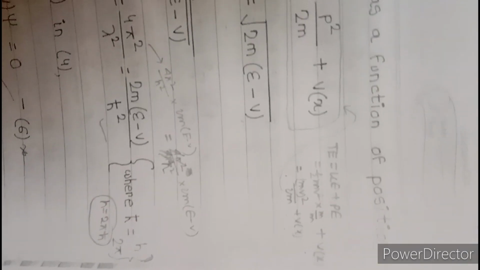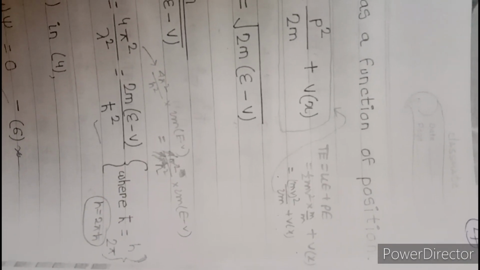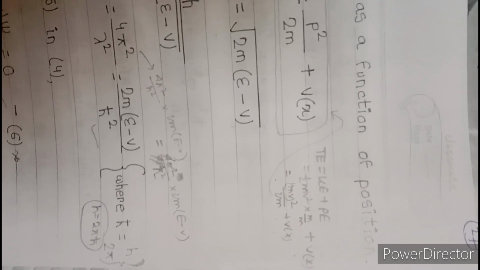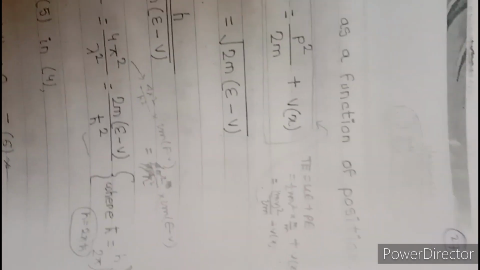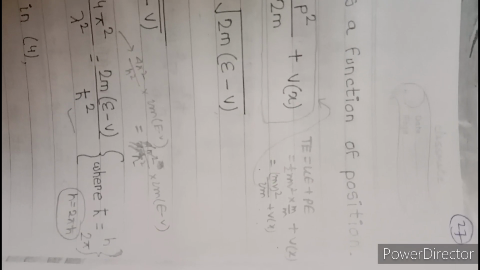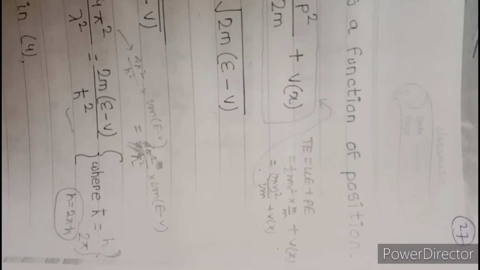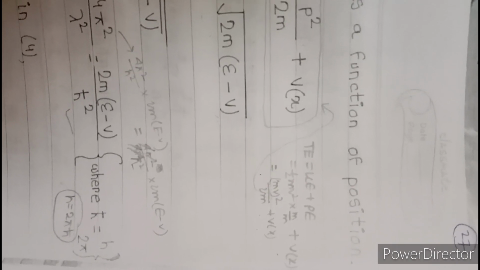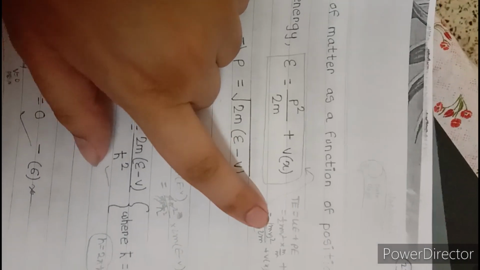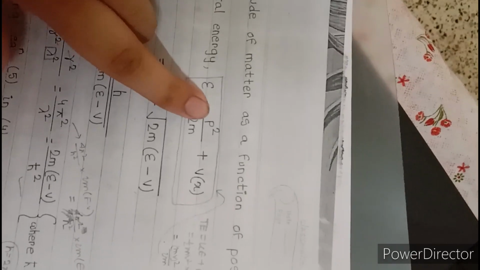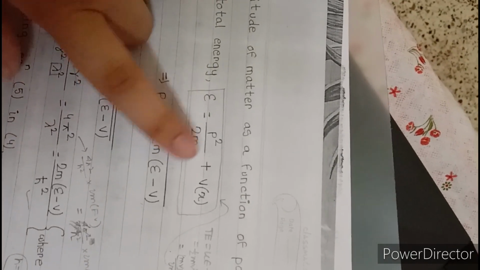Then we have to calculate the total energy. Total energy is equal to kinetic energy plus potential energy. Kinetic energy is equal to ½mv², and we multiply m in both the numerator and the denominator, and potential energy is equal to V(x), and we will get mv equal to momentum, that is p. So we will get energy is equal to this and p is equal to this.